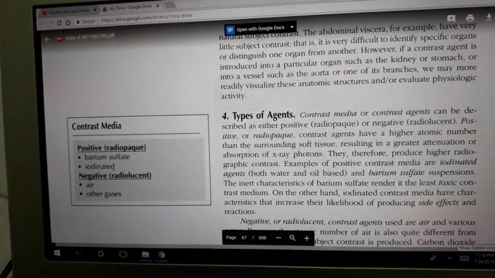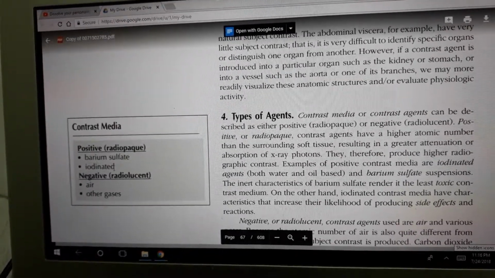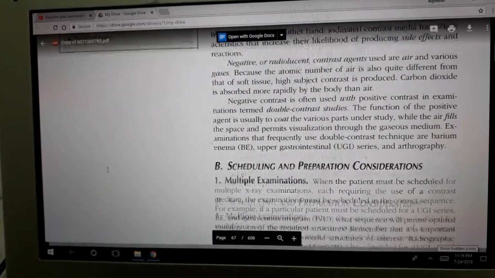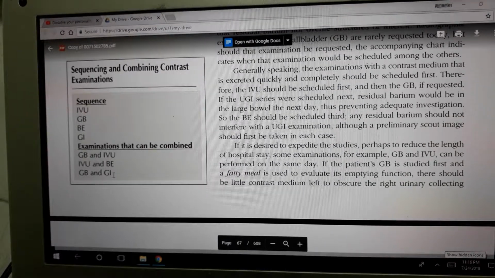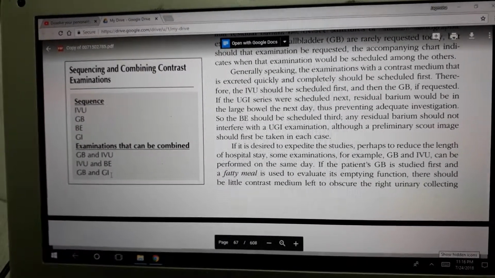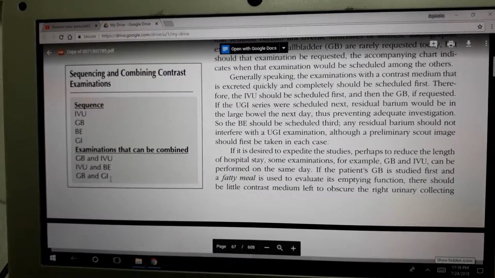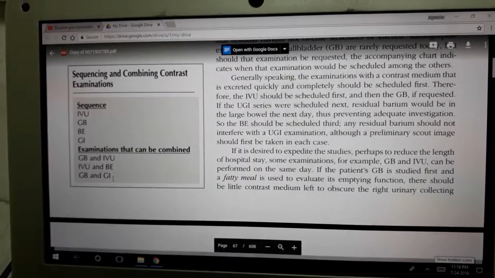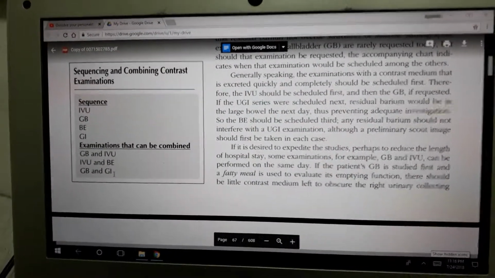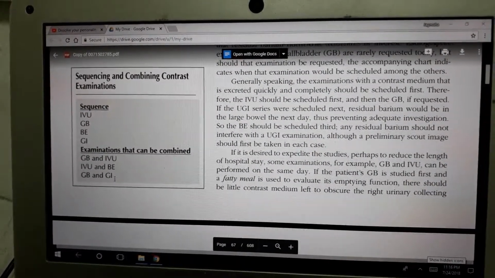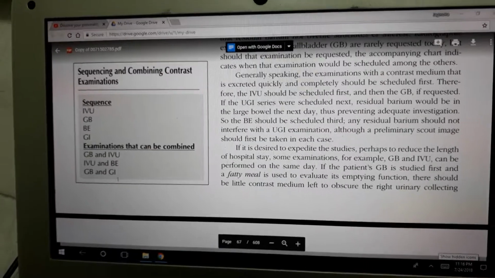Contrast media: positive, radiopaque, barium sulfate and iodinated; negative, radiolucent, air. Sequence and combination of contrast examinations: IVU, GB, BE, and GI. Examinations that can be combined: GB and IVP, IVP and BE, GB and GI.